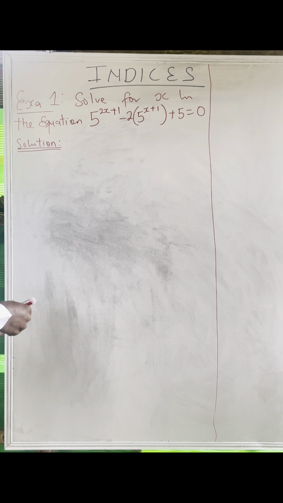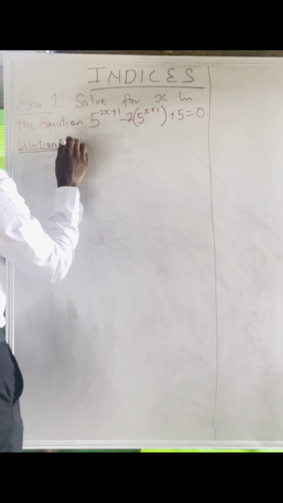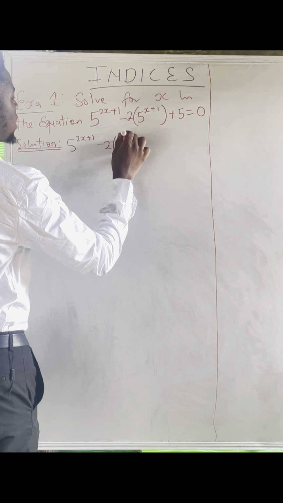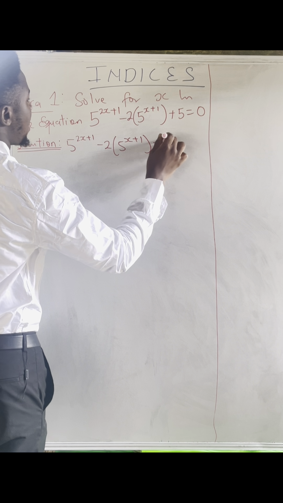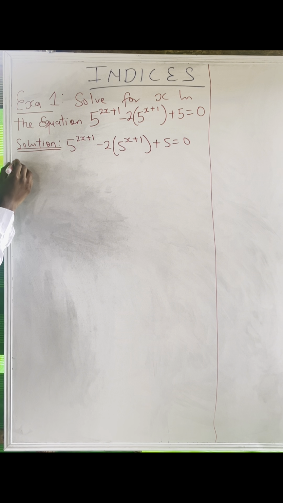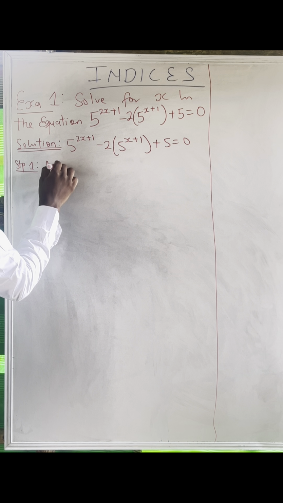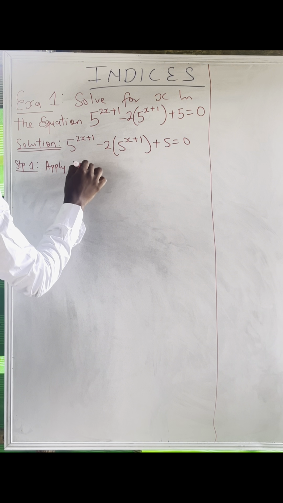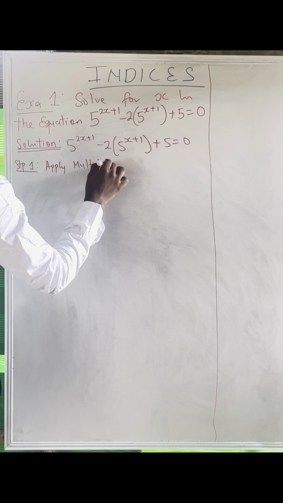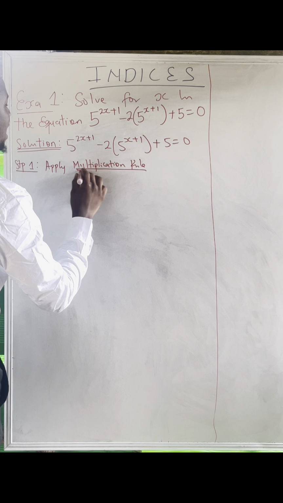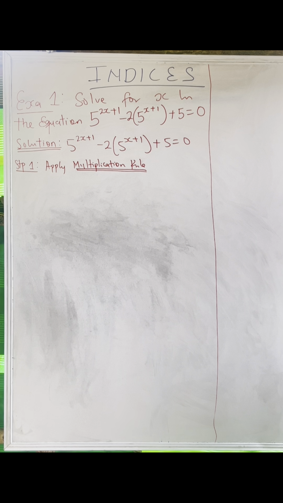Now, the first thing we are going to do is that let me rewrite this equation here. 5 raised to power 2x plus 1 minus 2 times 5 raised to power x plus 1 plus 5 is equals to 0. Now, step 1. We are going to apply multiplication law. Multiplication rule. We are going to apply multiplication rule. If you remember what multiplication rule states, so if we have two same base numbers that are connected together by multiplication, we can make these two same numbers to be 1, right?